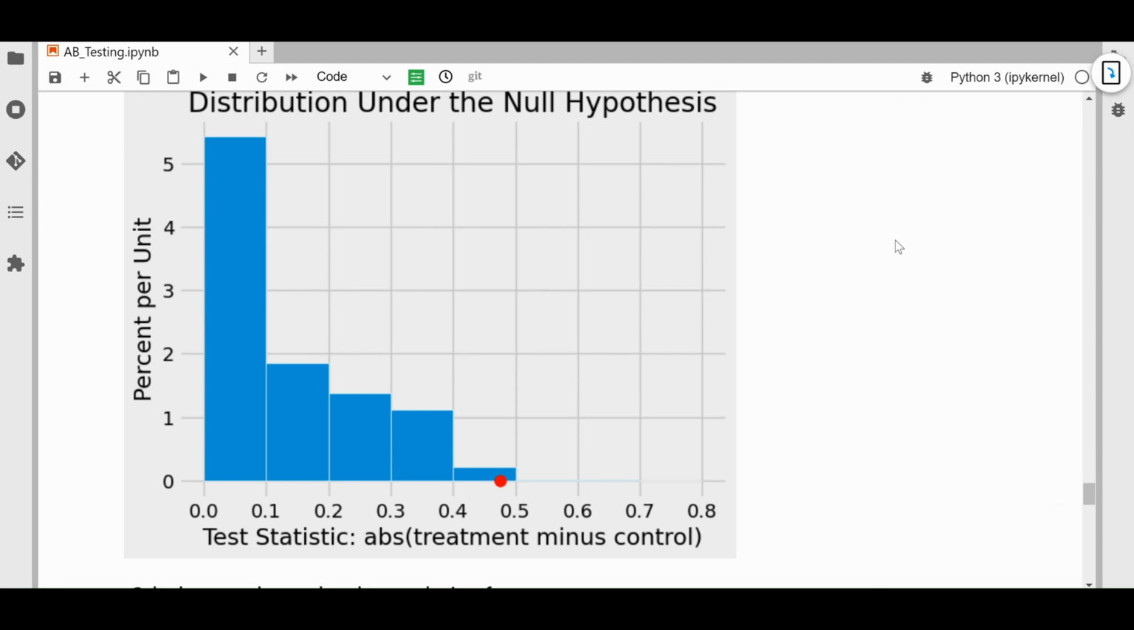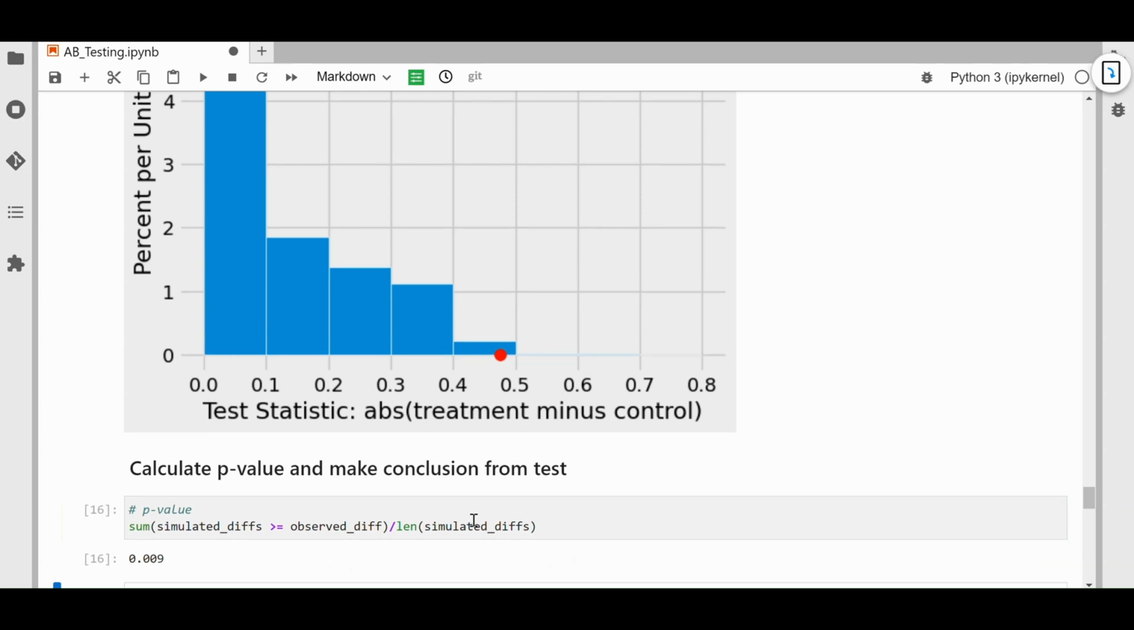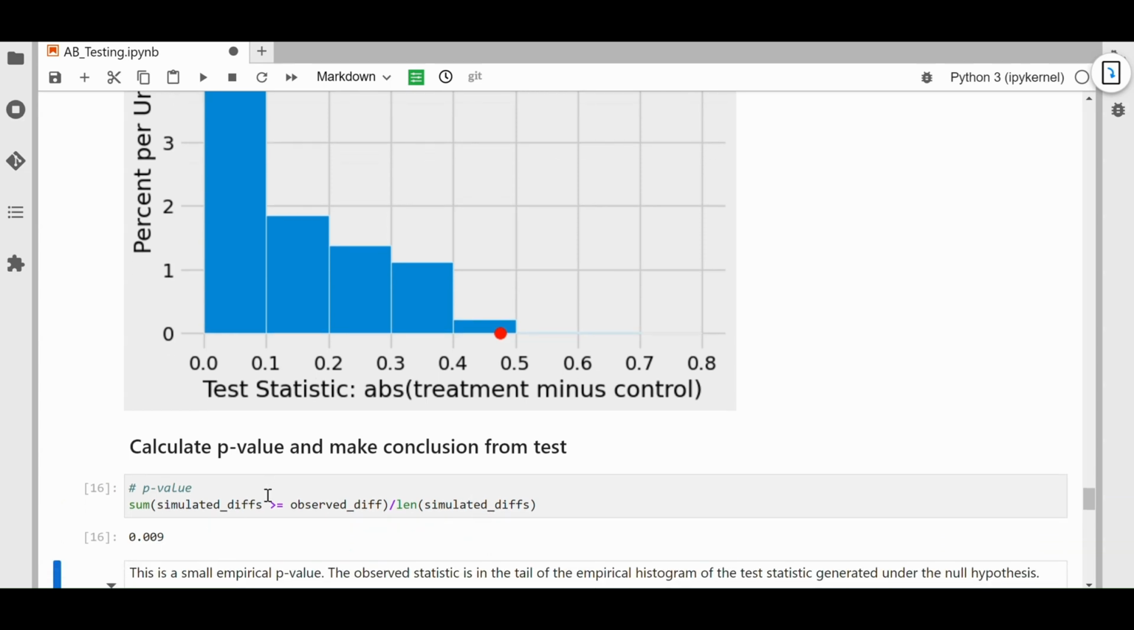Here's the result after our simulation finishes. And so we can see that our observed test statistic of 0.475 is actually pretty far out here in the tail. And to see the actual p-value, which would be the area underneath this in the direction of the alternative, right? So to the right here, I'm going to see out of all the simulated differences, how many of them were greater than or equal to my observed difference, divided by the 100,000 that I did. I get a p-value of 0.009.